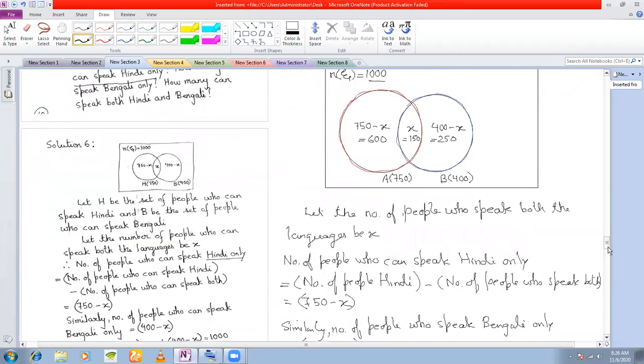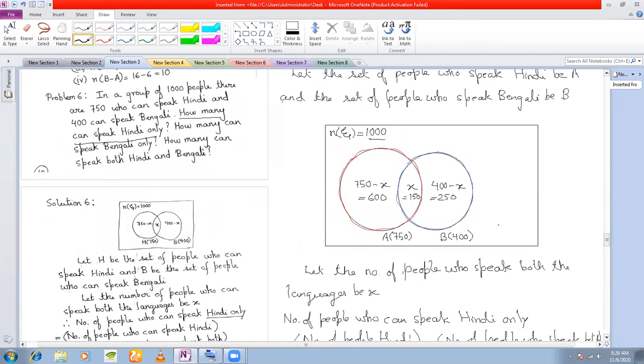Now, see, the total number of people here was 1000, right? So the number of people who speak Hindi only was 750 minus x, this one. The number of people who speak Bengali only was this much. And the number of people who speak both the languages was x. That means the number of people who speak Hindi only plus the number of people who speak Bengali only plus the number of people who speak both the languages must be equal to the total number of people.